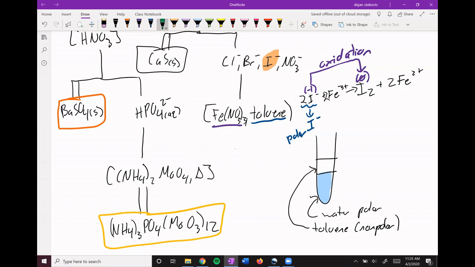And then when we reduce it to I2, if you think about I2, it doesn't have a charge or anything, and it's totally symmetrical. It's just 2 iodides attached to each other. And so this is going to be non-polar. And so when we do this reduction from this I-, the iodide is going to turn into iodine.